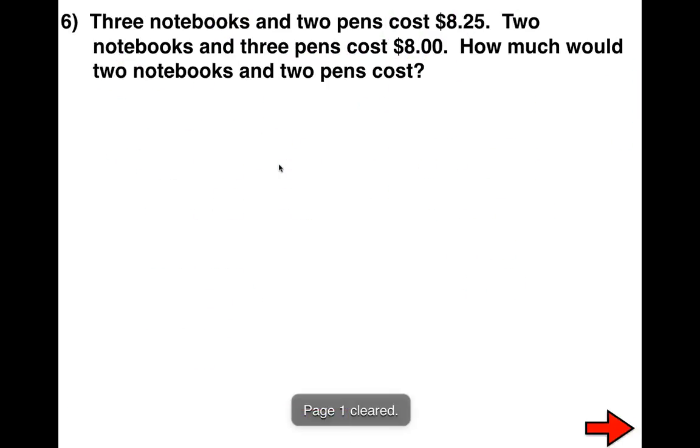Okay, moving on. We're almost there. We have 2 more to go. It says here, 3 notebooks and 2 pens cost $8.25. 2 notebooks and 3 pens cost $8. How much would 2 notebooks and 2 pens cost?